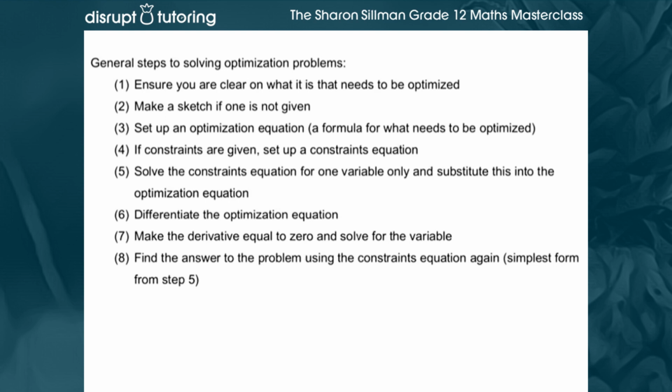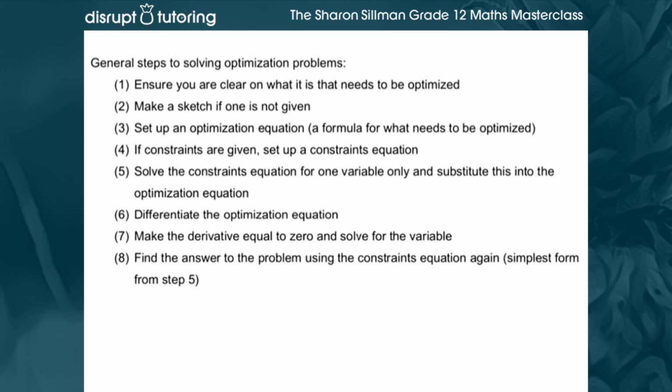So the question might want you to optimize surface area or optimize volume or something. So you have to know clearly in your mind what needs to be optimized. If there isn't a sketch, it's sometimes a good idea to make one. And then you need to set up your optimization equation. So basically it's the formula for what you're trying to optimize from what you saw in number 1.